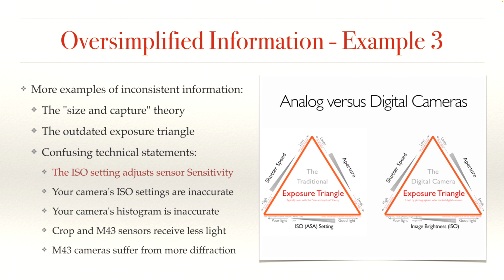But there's a little bit more about the exposure triangle that we need to know to understand why it's a potential problem. So the exposure triangle is more applicable to analog or film cameras than to digital cameras. And the reason is simple. On the left, you have an analog exposure triangle, and on the right, you have a digital exposure triangle.